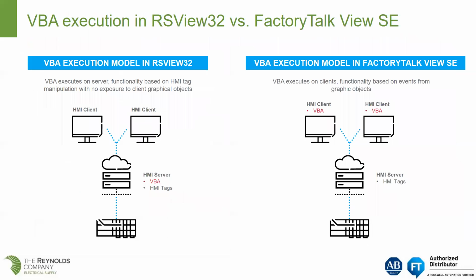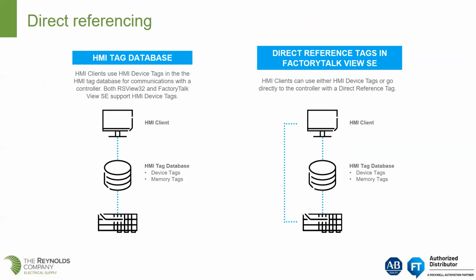Another consideration is how VBA execution is handled in RSView32 versus FactoryTalk View SE. VBA was handled in the HMI server within RSView32. And in FactoryTalk View SE, VBA is handled by the HMI client. So that would be another consideration during the migration. Direct tag referencing, we spoke about earlier.